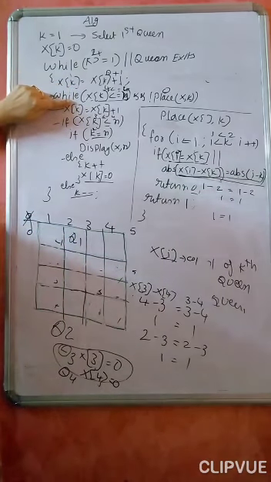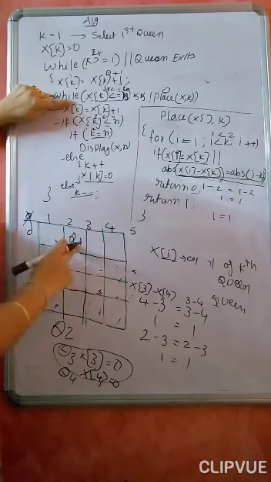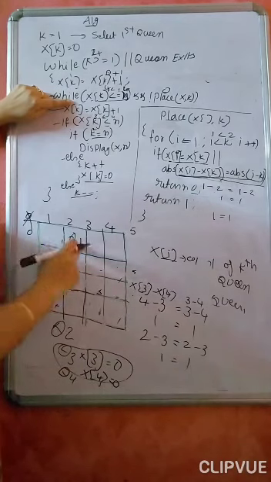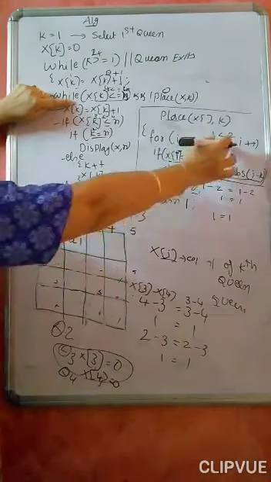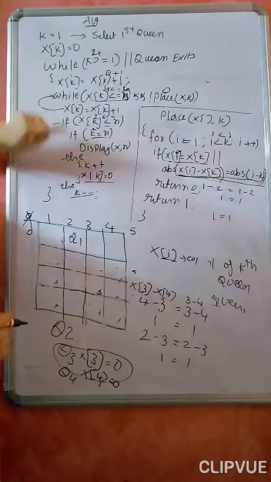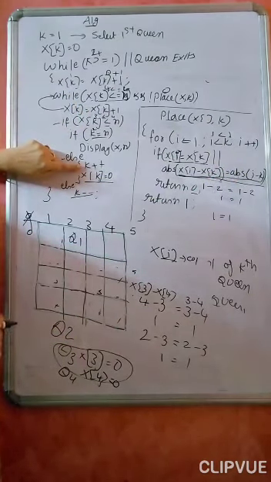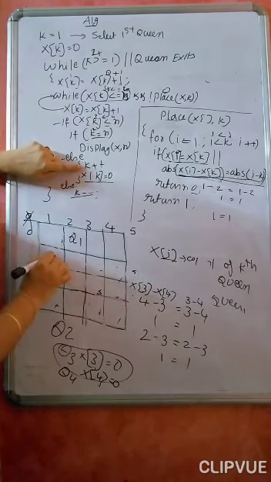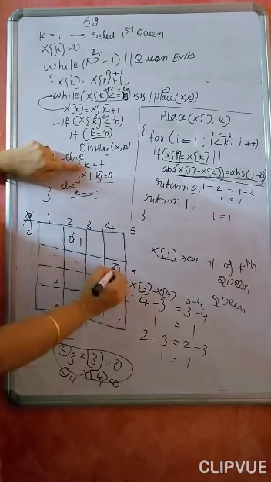Again I will come here. Here there will not be any attack because there is only one queen here. So this condition will become false. Okay. Then again what will I do? I will come to the k plus plus. So again I will consider the second queen and try to place it here. Yes, okay.